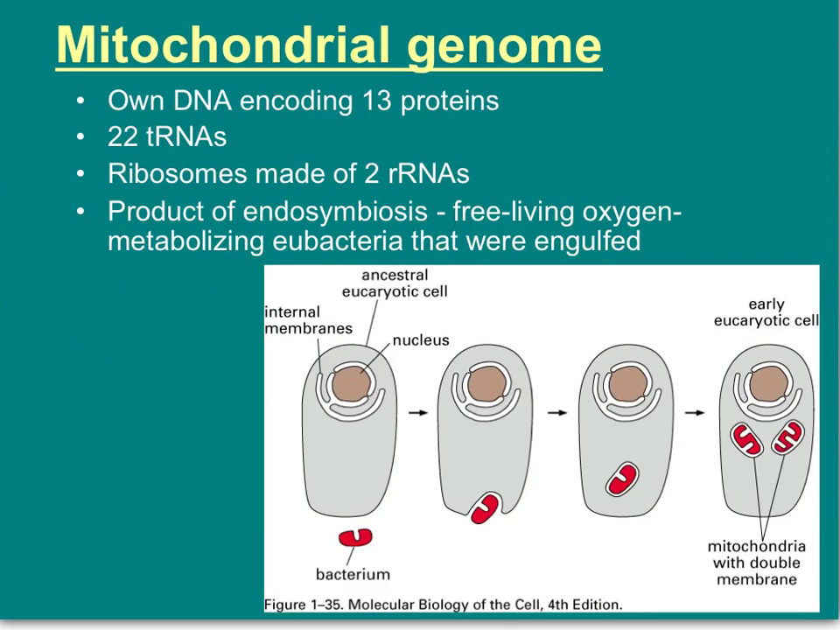Over time, evolution has gotten rid of a lot of the genes that were in that DNA. What do you think that DNA is good for anymore? Making the proteins that are part of the mitochondria. So what it does is it makes some of the proteins that are part of the mitochondria. And it's really interesting, it makes some RNAs. What are rRNAs? Ribosomal RNAs. So I'm telling you that there's genetic material in this mitochondria and it makes some rRNAs.